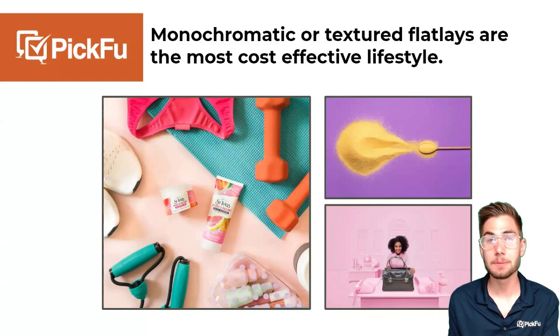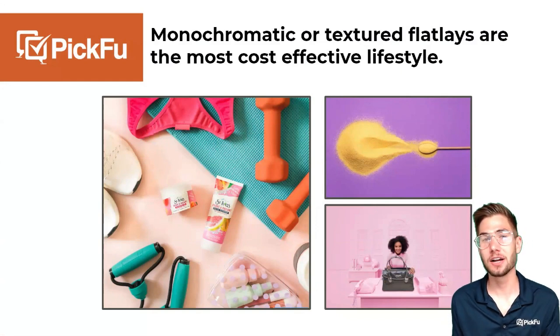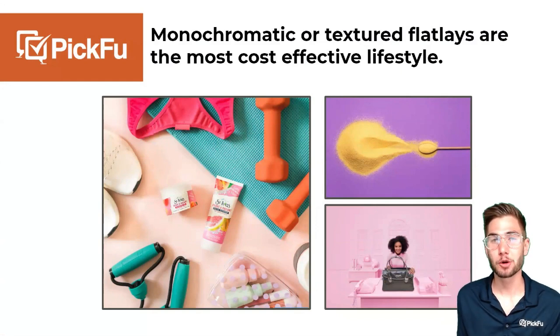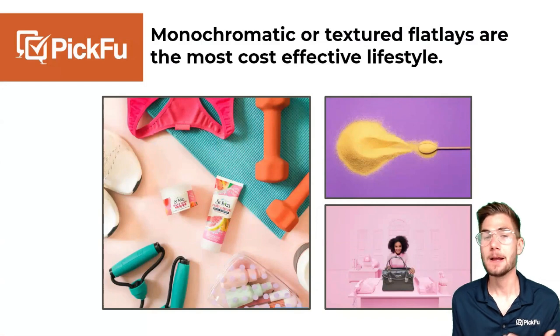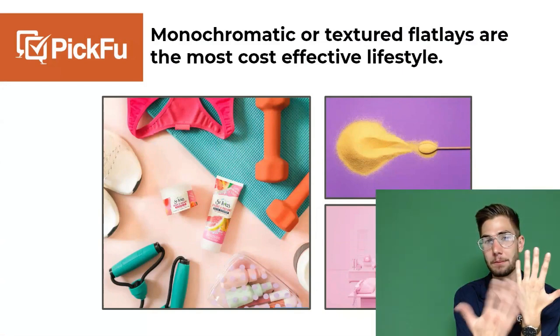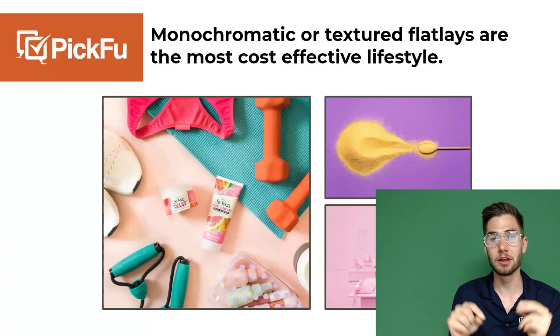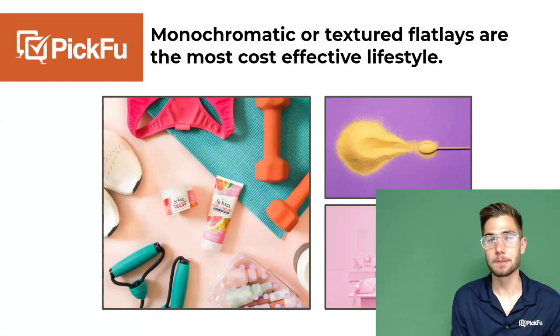But if you're working on a limited budget, probably one of the best ways to get really effective lifestyle is from what I call either a monochromatic or a textured flat lay. And all this means is that you've got the product on a solid background. Monochromatic just means one. You're going to drop the product there, put in some relevant props, and then take this top down.